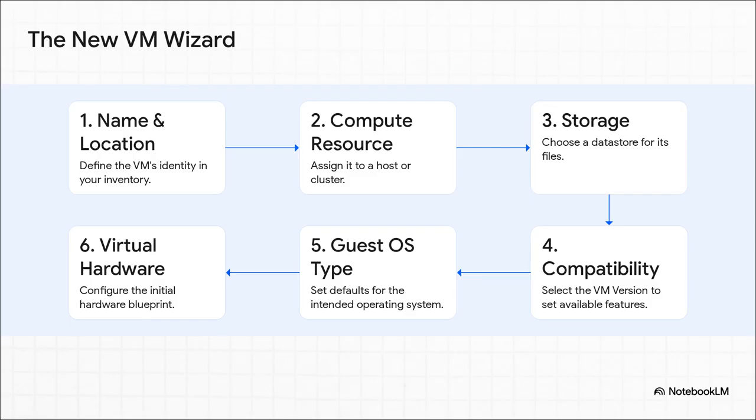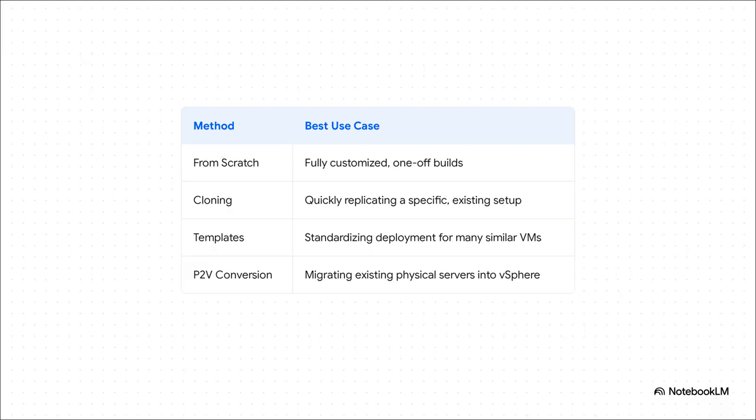So if you're building from the ground up, the New VM Wizard is basically your best friend. It holds your hand step by step through all the big decisions: what to name it, where it's going to live, and what its hardware guts will look like. And a really key decision here is compatibility. That VM version you pick is going to decide what cool features you can use later on. This table right here, this is your cheat sheet.